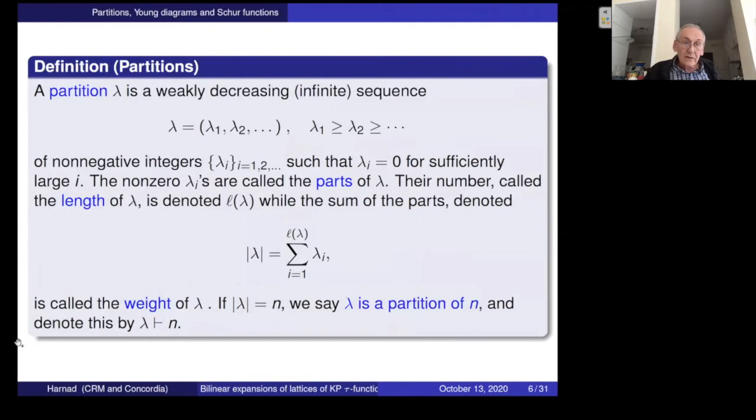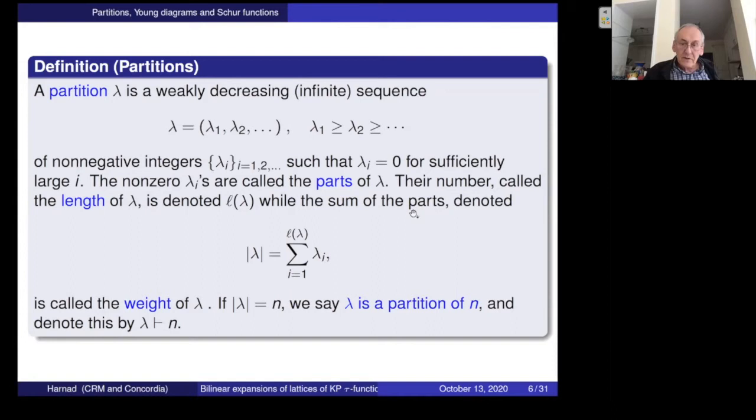So now I'm going to go back. I already said quickly what a partition is. It's a weakly decreasing sequence. We can think of it as an infinite sequence if we allow zeros, but if you only allow positive lambdas, then it's a weakly decreasing sequence of positive integers. The number of them is called the length. It's written L of lambda, but it's convenient for most purposes that we're going to deal with to complete this sequence at the end of L of lambda by adding any number of zeros. That doesn't change what the partition is. And the weight of the partition is the sum of the non-zero parts.